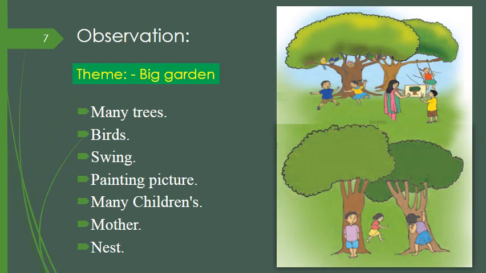Now, it is time for us to write down our observations. Well, before we move ahead, just have a look at the picture. What do you think it is trying to depict? Yes, it is a scene of a garden. So the theme of this picture is a big garden. See the points: many trees, birds, swing, painting, many children, mother, nest. These are some points from this picture.